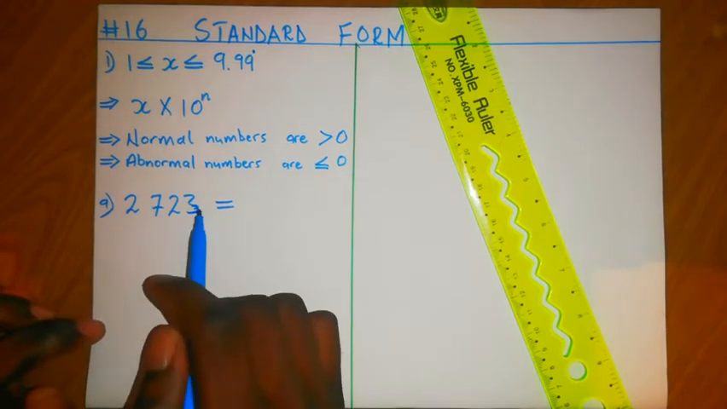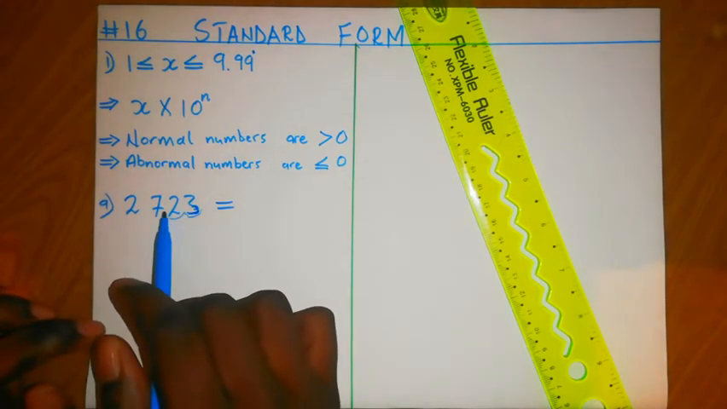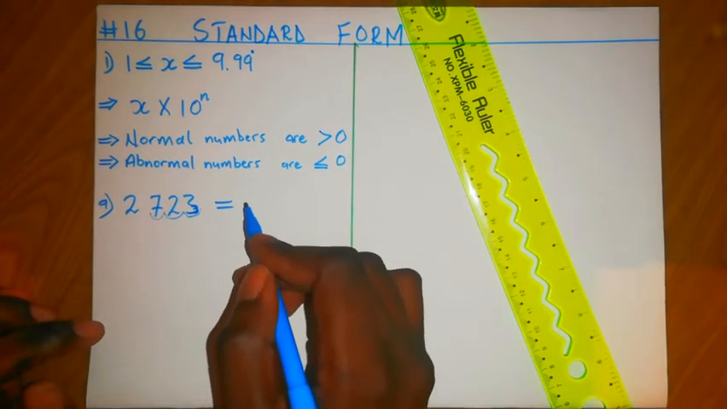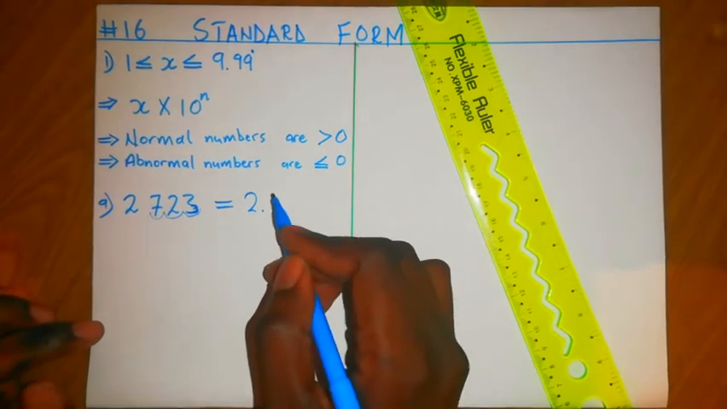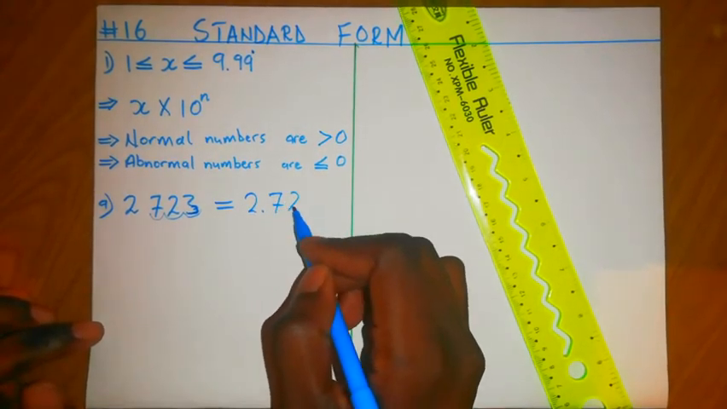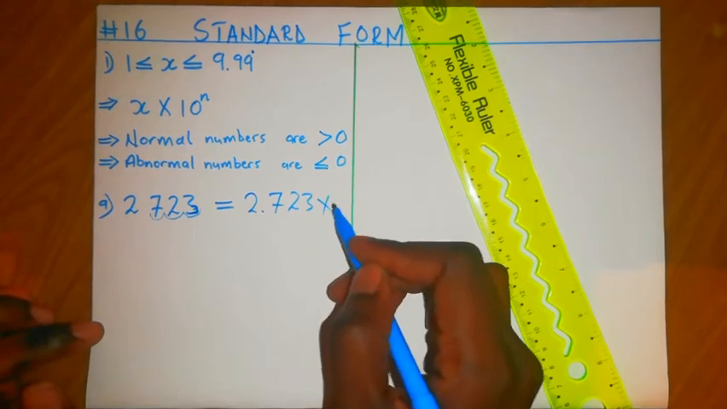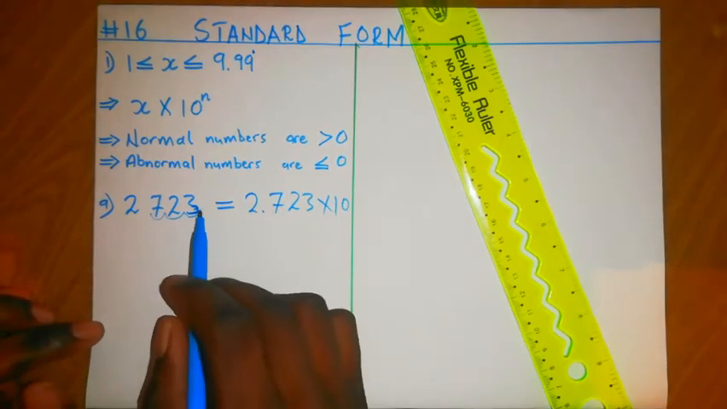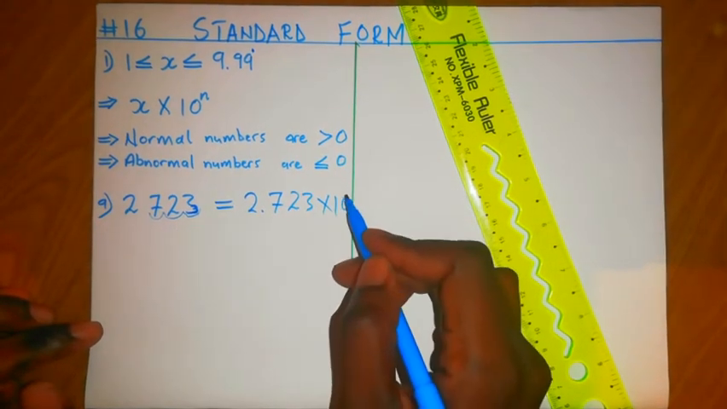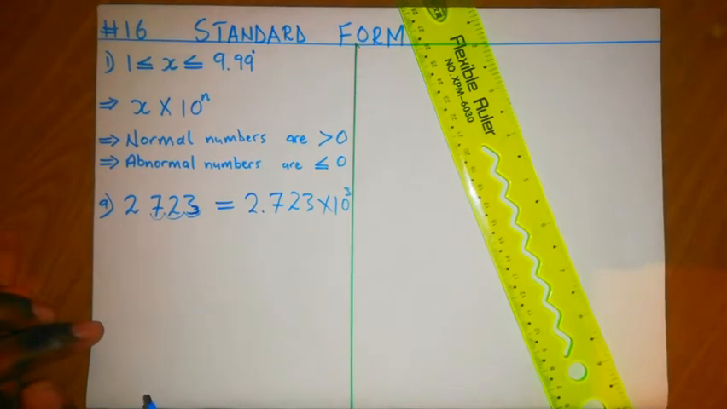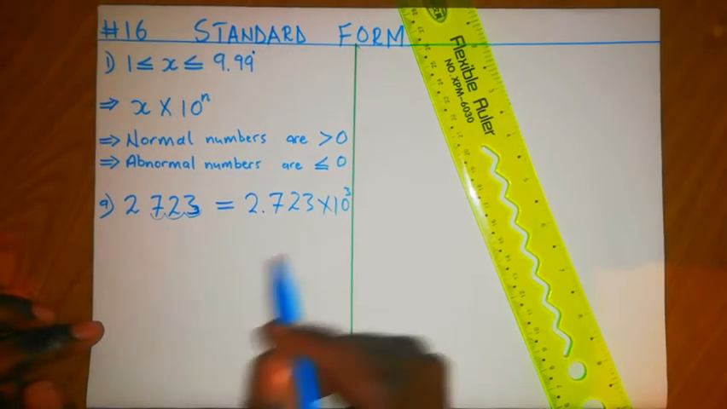So your comma is going to move 1, 2, 3 times. So that's 2.723 times 10 to the power. How many times did you move your comma? 3. So that is your answer. You have expressed your number in standard form.